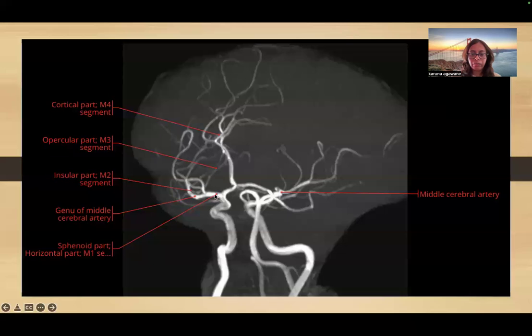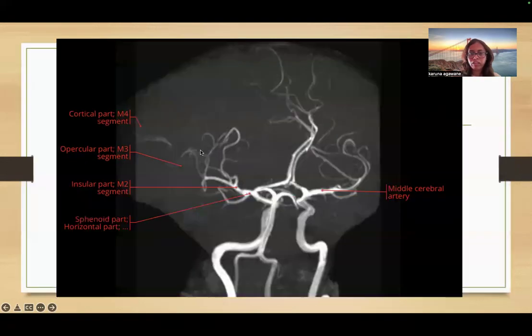Here we can see the M1 segment. This is the genu of the middle cerebral artery. Then the insular segment. Then this is the opercular M3 segment and the peripheral cortical M4 segment. Another view showing you better the M3 and the lateral peripheral M4 segments.